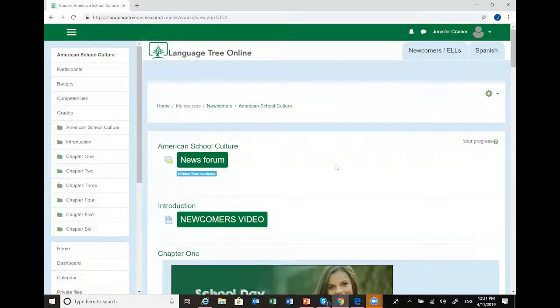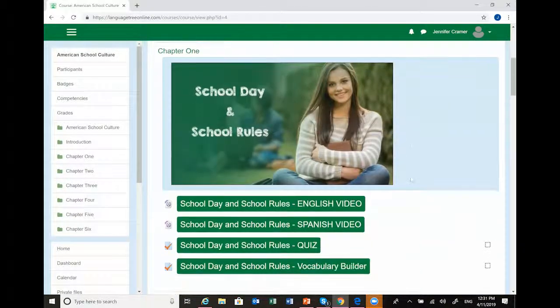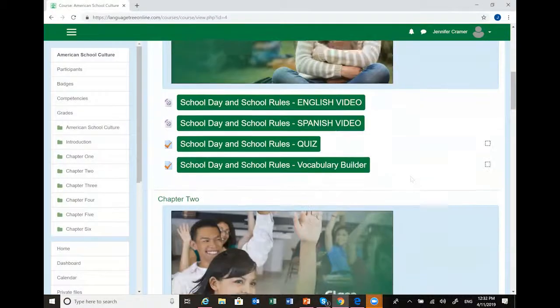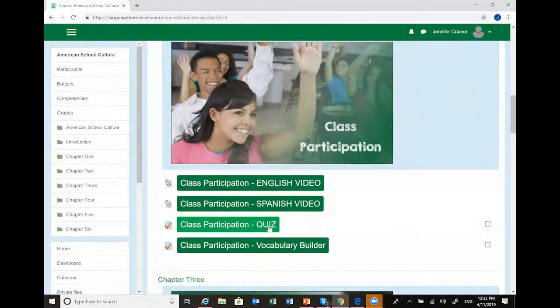Okay, so we talked about the 6 chapters, the school and school rules, and it all follows a very similar format where we have the video input in English or Spanish, then the interactive piece, and then lastly the vocabulary builder.